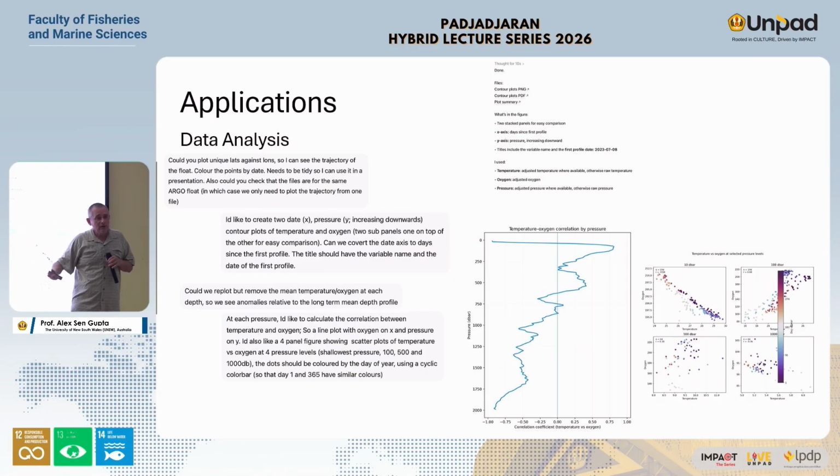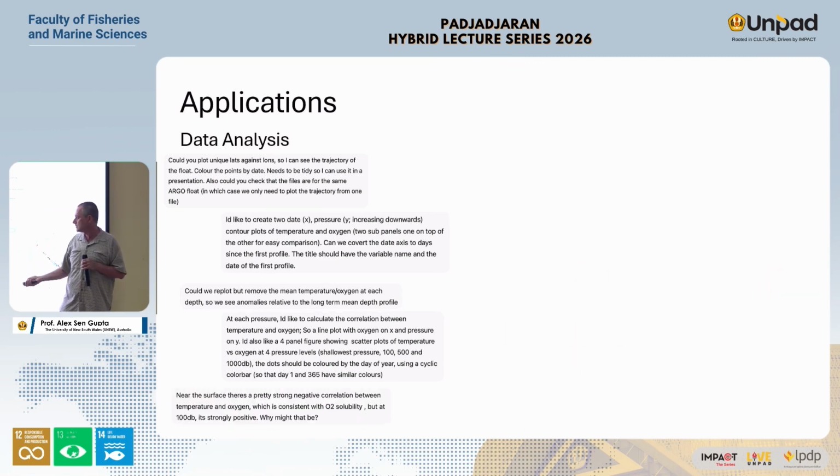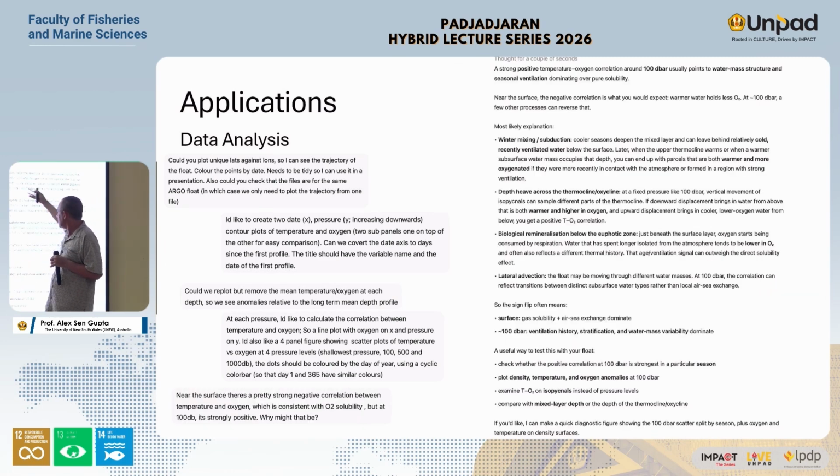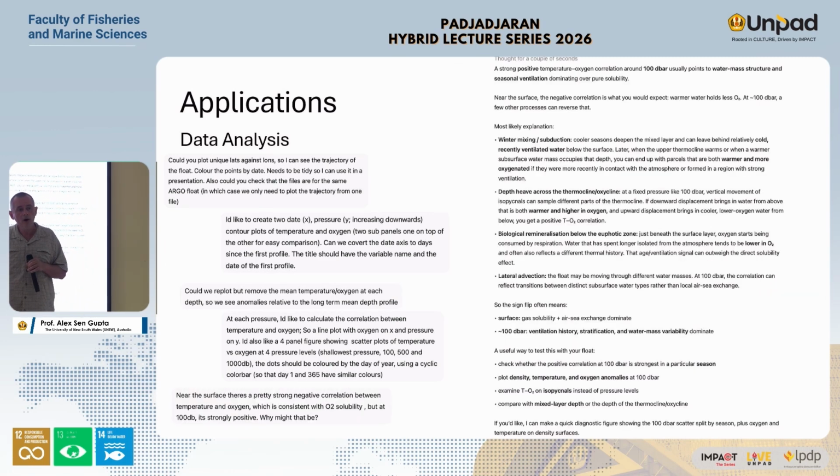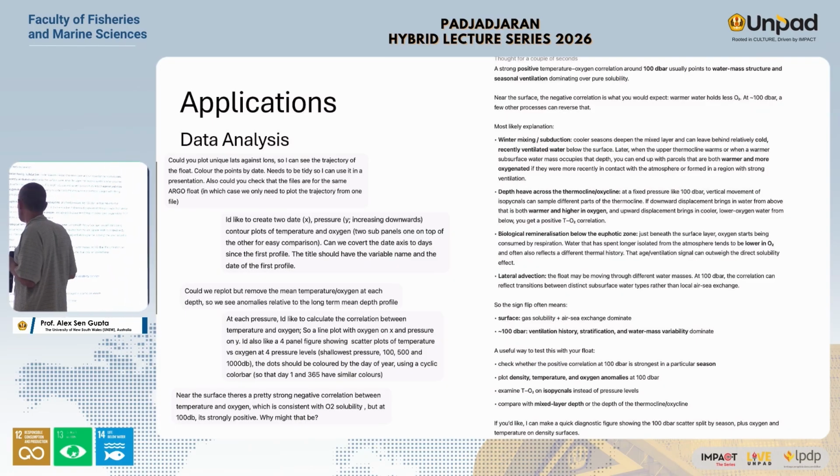I can then go and ask it, well, I understand why there's a negative relationship at the surface. I know some ocean processes that will give me a negative relationship. I don't understand this one. Can you help me understand this? So I ask it to help me understand it, and it gives me a good explanation of why you get this correlation relationship.